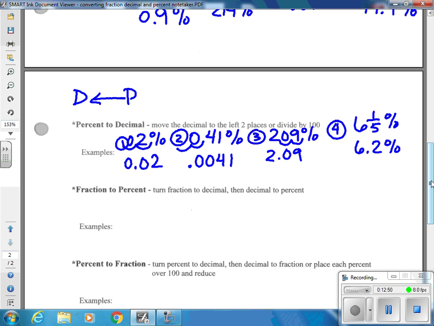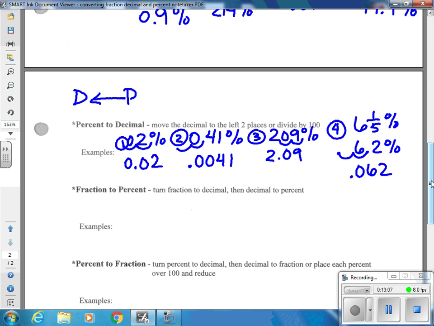Right, so now I still have 6.2%, and in order to make it a decimal, I physically have to move the decimal 2 places to the left. So my final answer is 0.062. A lot of people think that just by turning the fraction into a decimal that they're done, but you haven't actually moved the decimal, so you're not done.